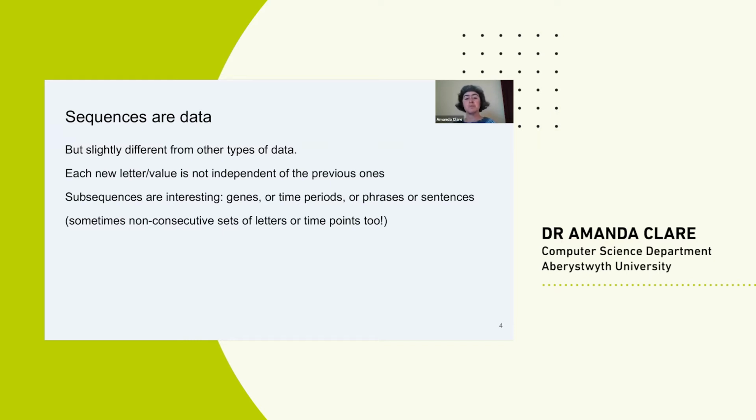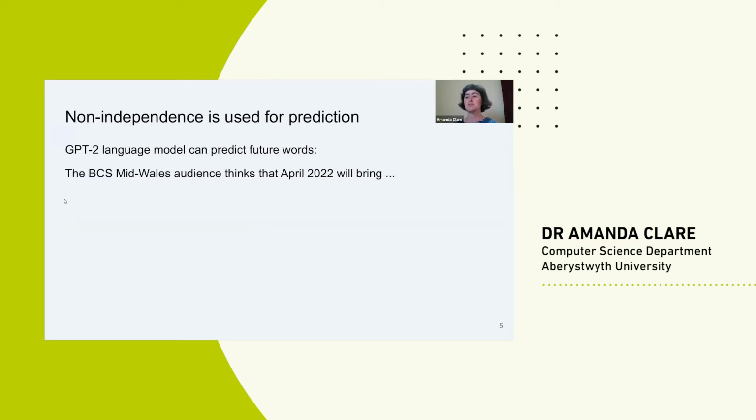And sometimes we want to look at non-consecutive sets of letters and time points too, because it's important. For example, anybody that's been following the COVID statistics will note that we get peaks and troughs in the numbers of people infected over the week, not so many reports at the weekends, for example, and much more reports as the week goes on. So the value for one Tuesday is quite similar to the value for another Tuesday, rather than the value for a Monday necessarily. And this non-independence can be interesting and used for prediction.